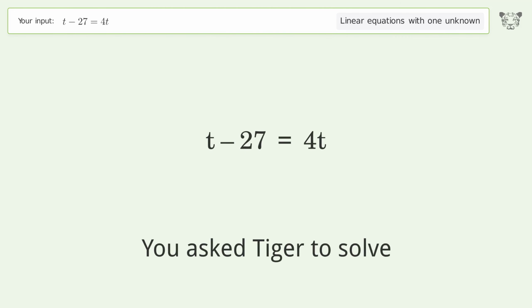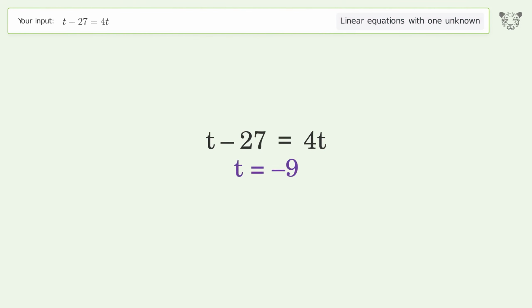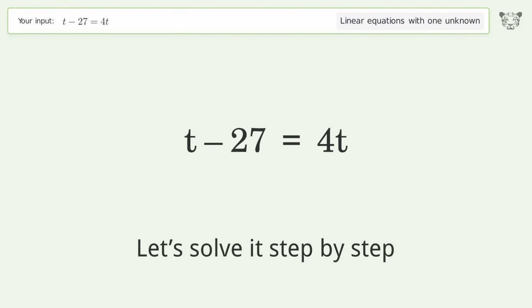You ask Tiger to solve. This deals with linear equations with one unknown. The final result is t equals -9. Let's solve it step by step.